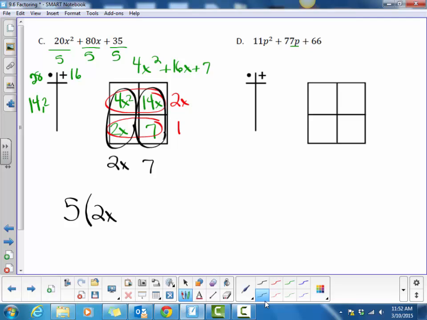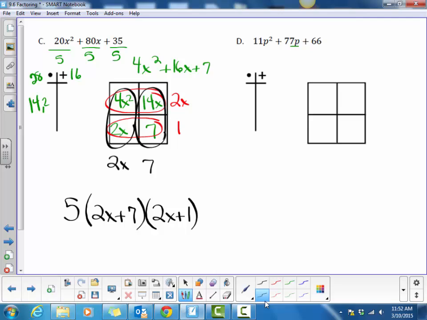So really I have 5 times the quantity 2x plus 7 times 2x plus 1. And I remember to put that 5 there. Don't forget that. So as soon as you divide or take out a greatest common factor, put it down in your answer blank.